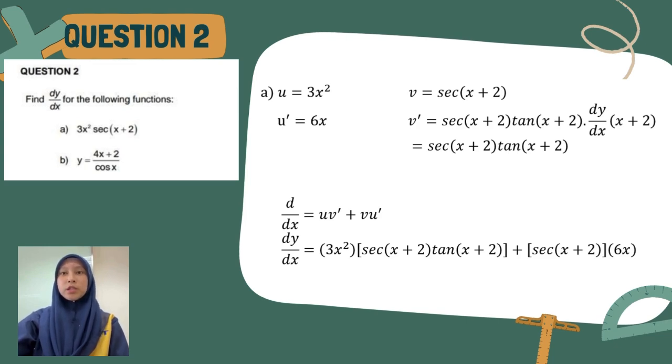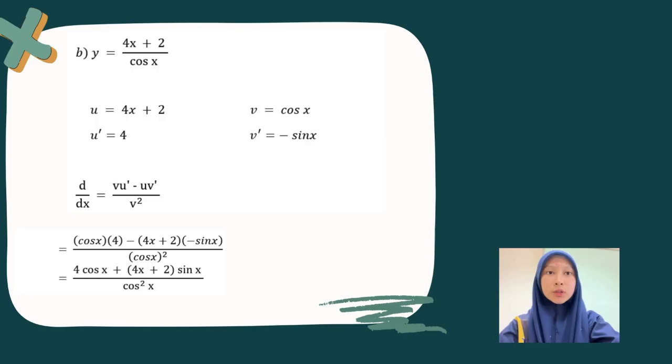And u prime is 6x, which is the power that we bring to the front, and we multiply it with the 3 and we will get 6x. For v prime, when we differentiate sec x plus 2, we will get sec x plus 2 tan x plus 2. For the next question, we move to question B.